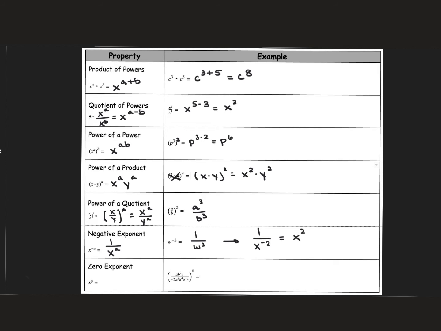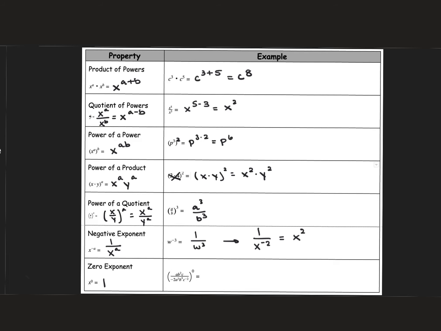I bring it to my numerator. So if it's a negative exponent in your denominator, it goes to the numerator. If there's a negative exponent in your numerator, it drops to your denominator. And then, of course, zero exponent. Anything raised to the power of 0 is 1.